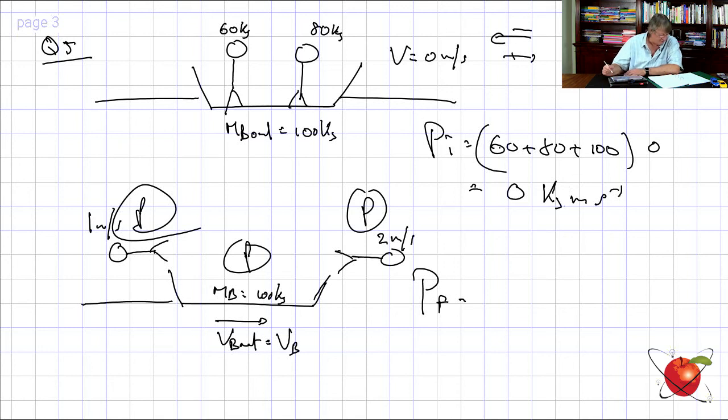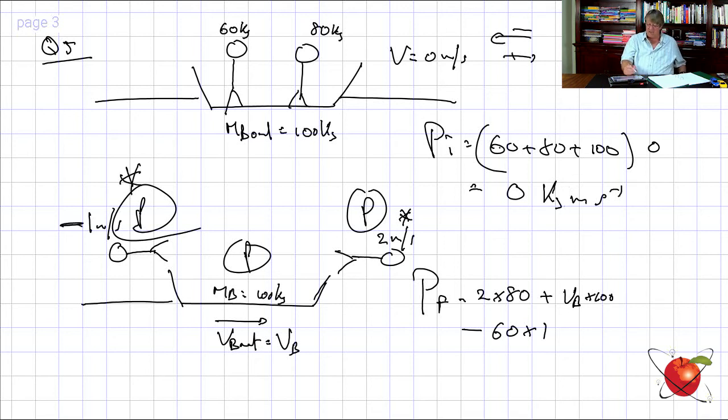P final is going to be equal to, let's have a look. First of all, what's the momentum of this person? Well, it's 2 times 80, plus, we said the boat this way, VB times 100, and then minus 60 times 1. That person's momentum is minus 60 times 1. Don't worry, that's the usual error point. When you've done one or two of them, you'll see it and be able to put it into your drawing.